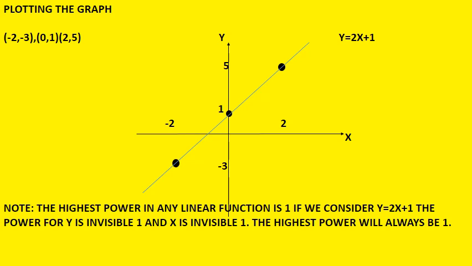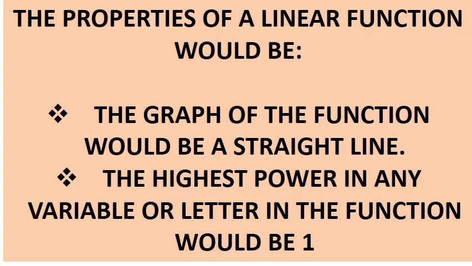Note, the highest power in any linear function is 1. If we consider y = 2x + 1, the power for y is an invisible 1 and the power for x is also an invisible 1. The highest power will always be 1. The properties of a linear function are: first, the graph of the function is a straight line, and second, the highest power of any variable in any linear function is an invisible 1.